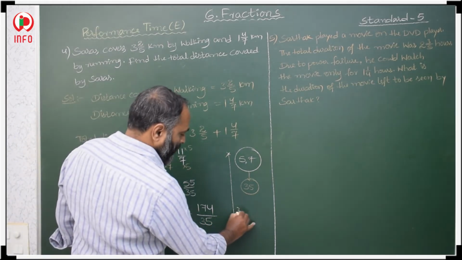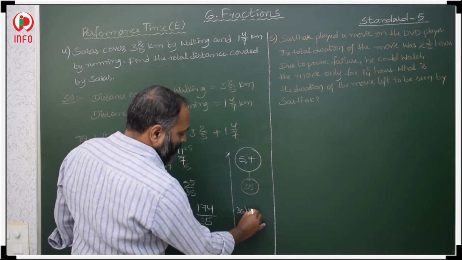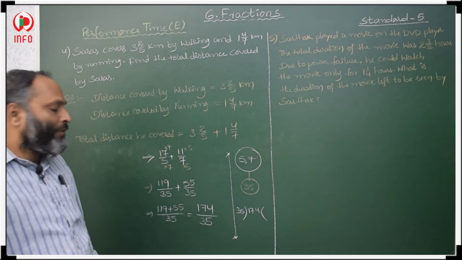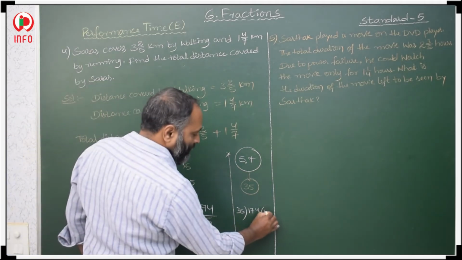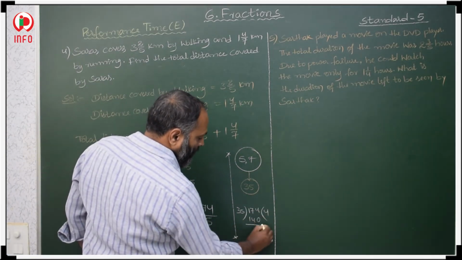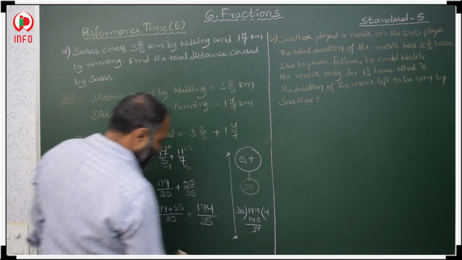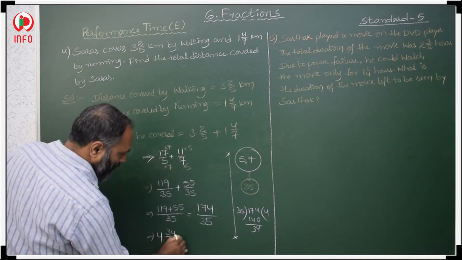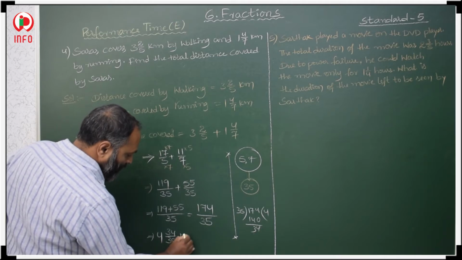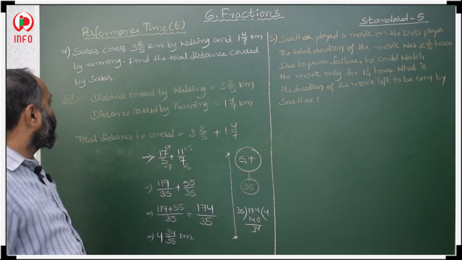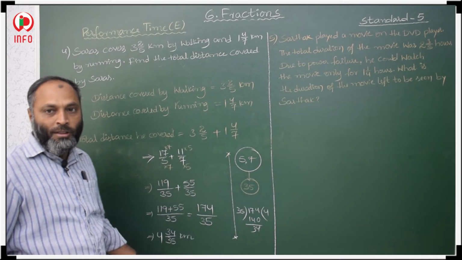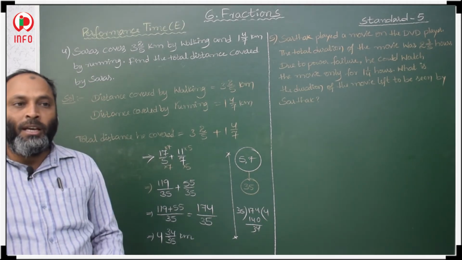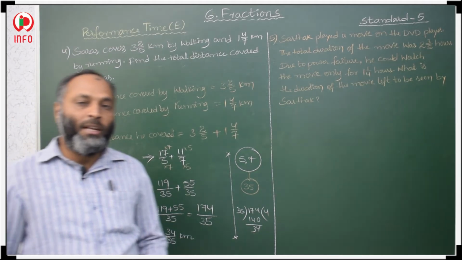Now this we have to convert into a mixed fraction. 174 divided by 35. 35 4s are 140. Then 4 left 34. That means 4 the quotient we have to write, and 34 by 35 kilometers. The total distance he covered, how much? 4 34 by 35 kilometers. This much distance he covered by walking as well as by running.